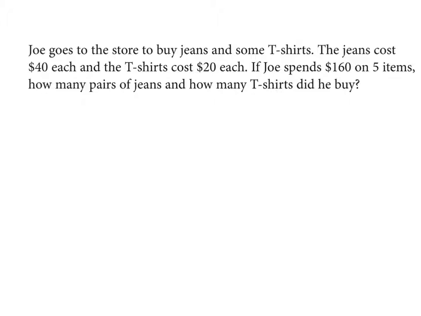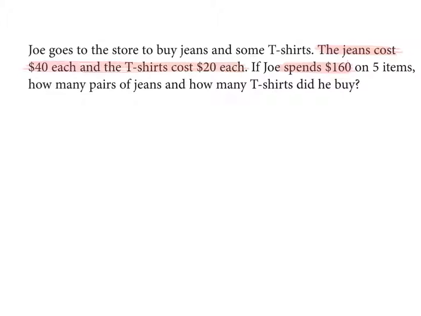So I want you to notice you've got 4 numbers here, and 3 of them are money. Remember, the last one, every single value they gave us had to do with money. But here, not all of them do. So I'm going to highlight just my money pieces first. So the jeans cost $40 each. T-shirts cost $20 each. And he is going to spend $160. All of those things go together because they are all money.